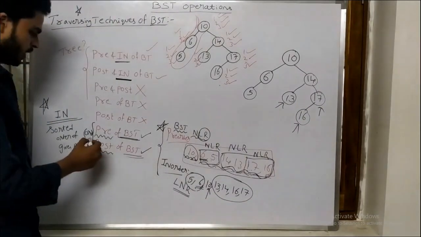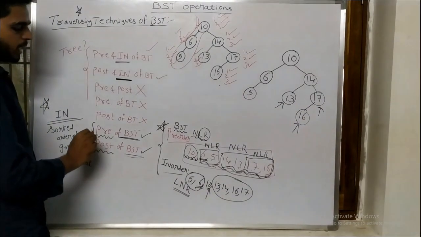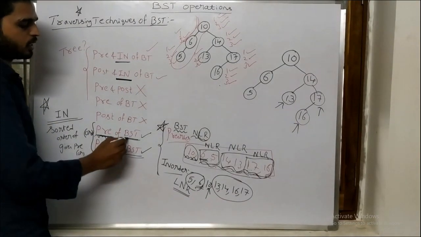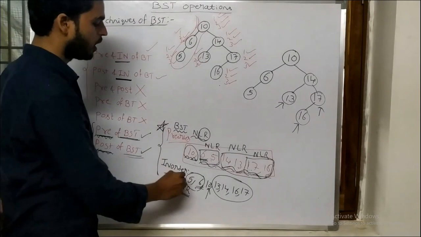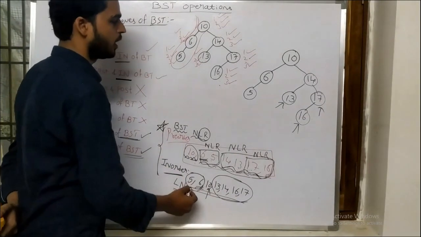The reason why I am explaining this video is to know the concept. Even though they are giving you only pre-order or only post-order of a binary search tree, you need to be able to construct a binary search tree with the help of in order. That logic is all the elements are already in sorted order. That's it.